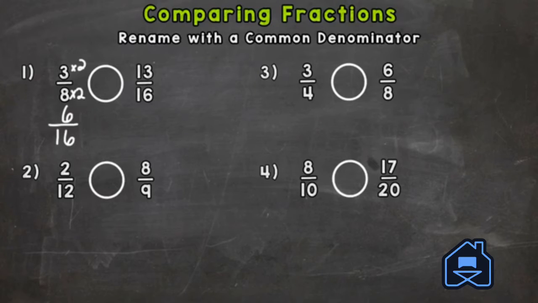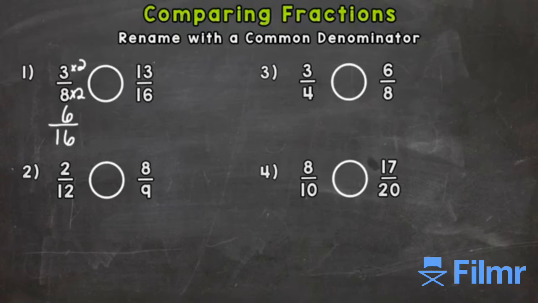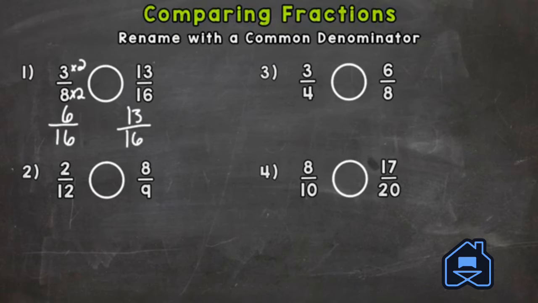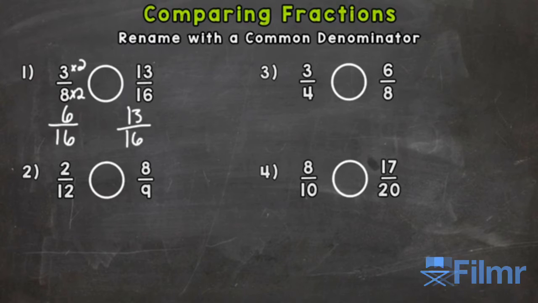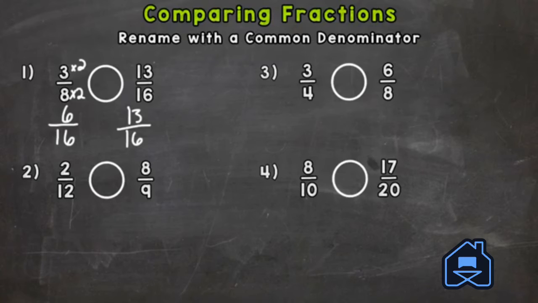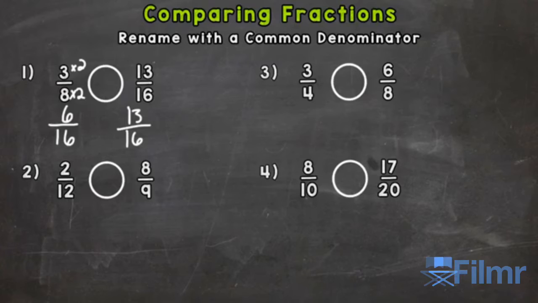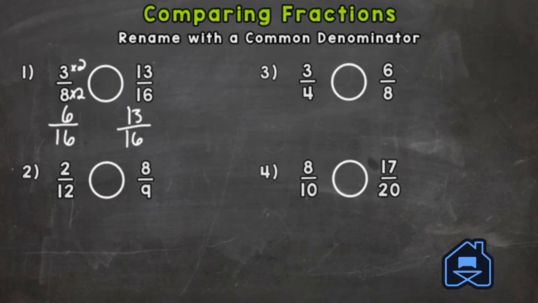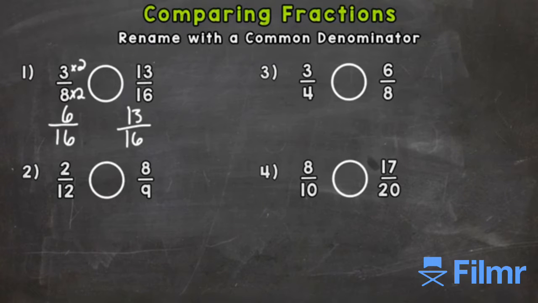3/8 is equivalent to 6/16. They hold the same value, so I did not change the problem. I just renamed with that common denominator. The second fraction, 13/16, already has a denominator of 16, so I do not need to rename or do anything to that fraction. Now that we have a common denominator, it's very easy to compare. And we can see that 6/16 is less than 13/16, right? 13 out of 16 is going to be greater than 6 out of 16.